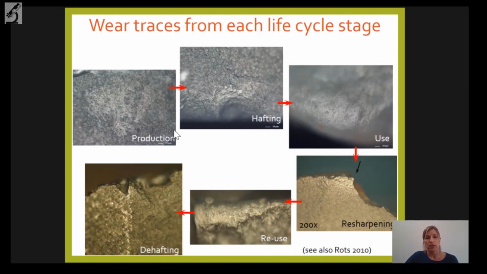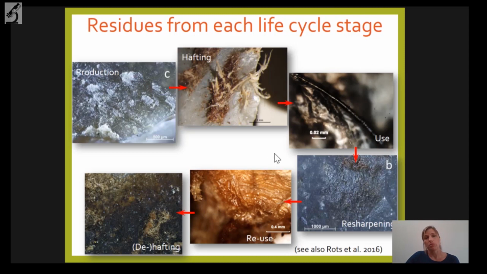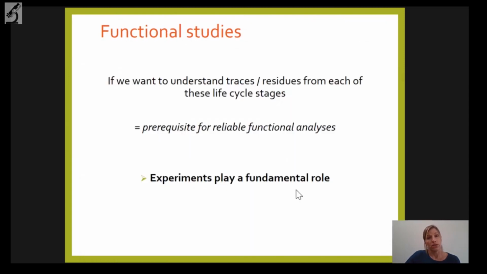It has been demonstrated that production, hafting, use, reuse, resharpening, each of these can produce wear traces that can be identified, but also residues can be deposited and need to be distinguished. This implies that for a reliable functional analysis, we need to understand the traces and the residues from each of these different life cycle stages. And in order to do so, experiments play a fundamental role.